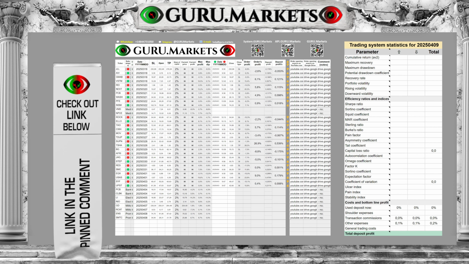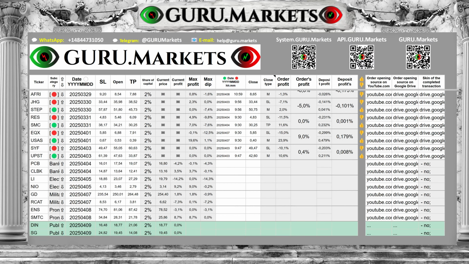As a result of the analysis of the company's shares Dine Brands Global Inc., the reference rating system Guru.Markets makes the following decision. Open a buy order at a price of $18.77 per share. The order was opened due to the fact that the company has a relatively high valuation. The company's assessment was made using the assessment model, the Akeem's Index. Take profit is set at 21.06. Stop loss is set at 16.48.